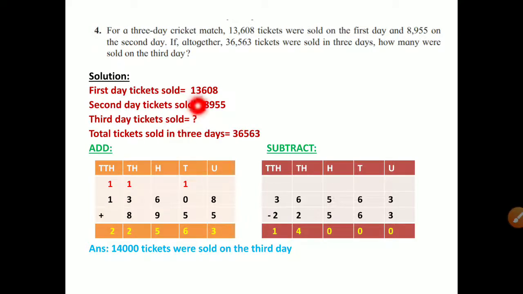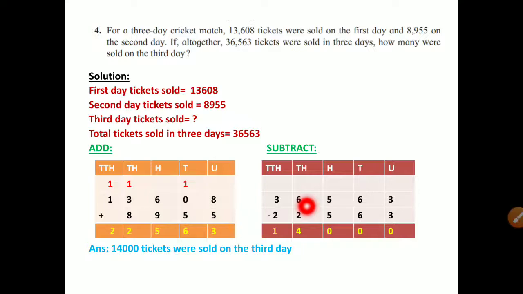First we will add first day and second day tickets sold. 13,608, 8,955. 8 plus 5, 13, 3 down 1 carry, 1 plus 0 is 1, plus 5, 6, 6 plus 9, 15, 5 down 1 carry, 3 plus 1, 4, 4 plus 8, 12, 2 down 1 carry, 1 plus 1, 2. 22,563. This is the total of first and second day.